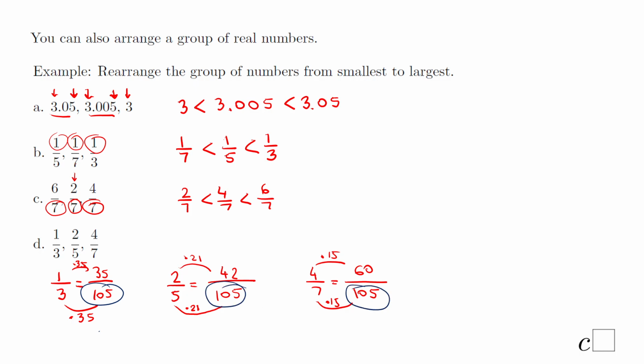So which one is the smallest? The smallest is this one because the numerator is 35. So the equivalent fraction is 1/3. Yeah, this is the smallest one. Then the next one is 42 over 105, and 42 over 105 is 2/5. And the last one is 4 over 7. This is the largest number. Of course, you can grab a calculator and check it if that is possible.